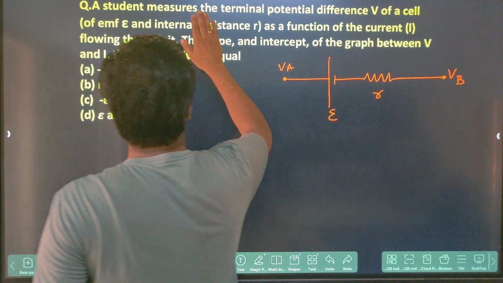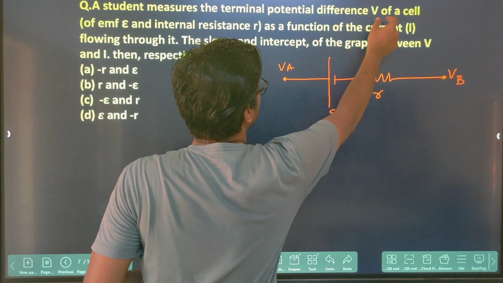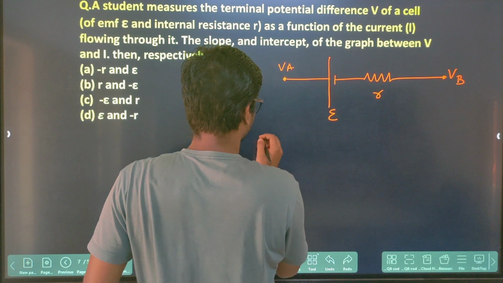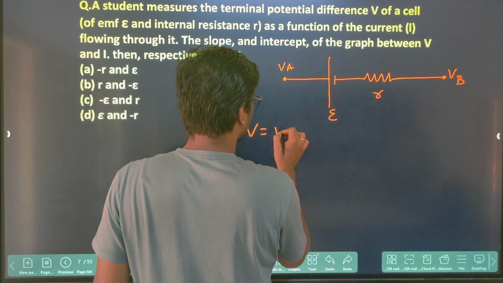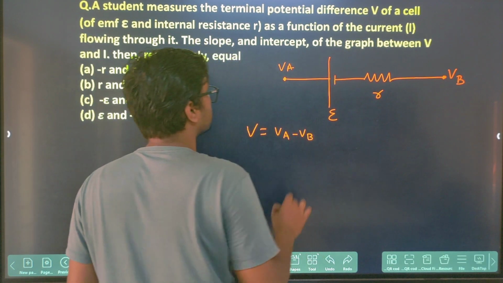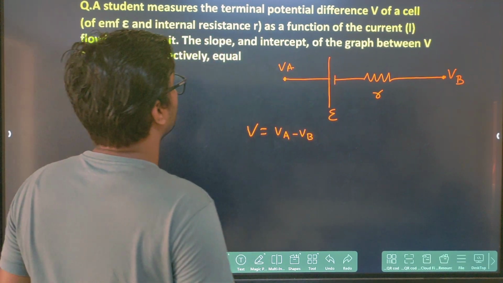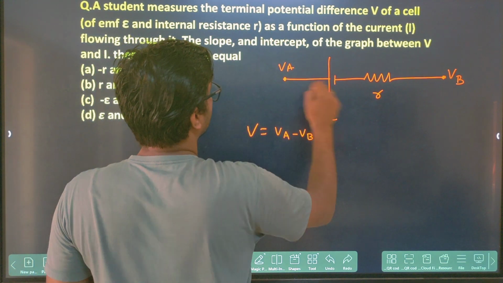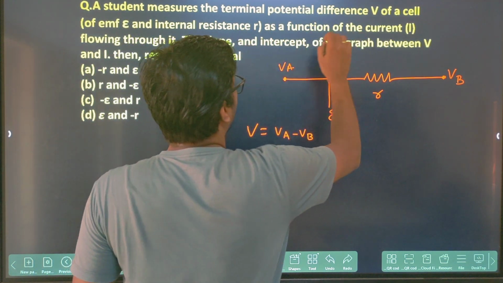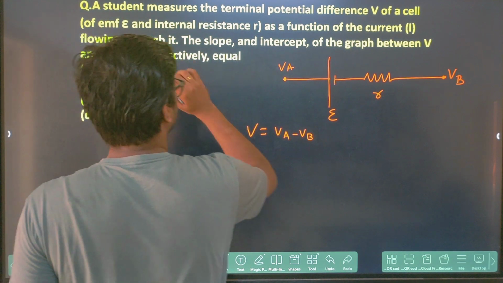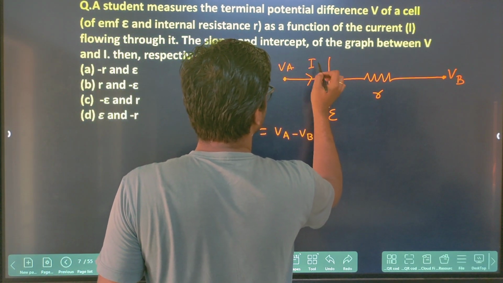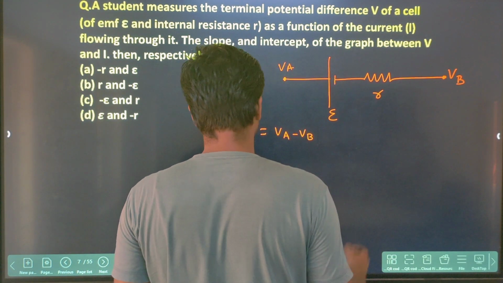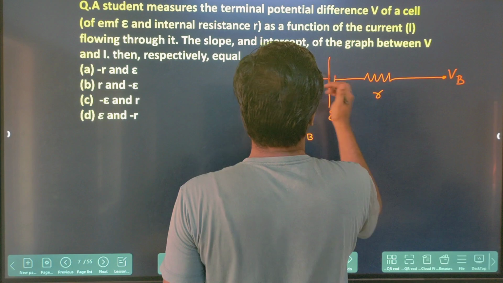Now read. A student measures the terminal potential difference V of a cell. So these two are the terminals we talk about. So they have given the terminal potential difference V, that means VA minus VB. This is the terminal potential difference, right? And EMF E they have given, internal resistance small r they have given, as a function of the current I flowing through it. Let's say current I is flowing in any direction, this direction.